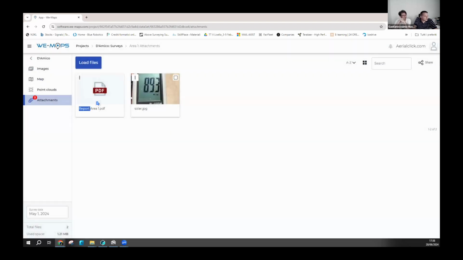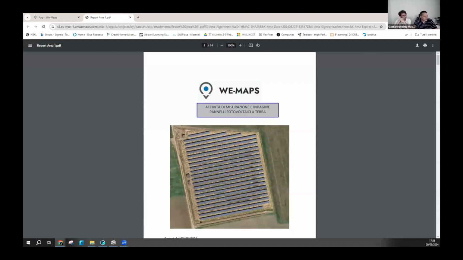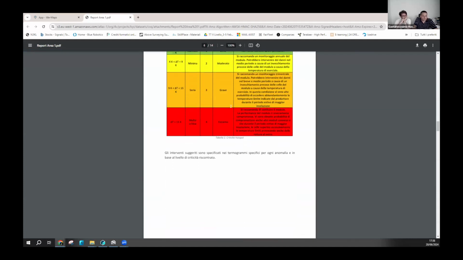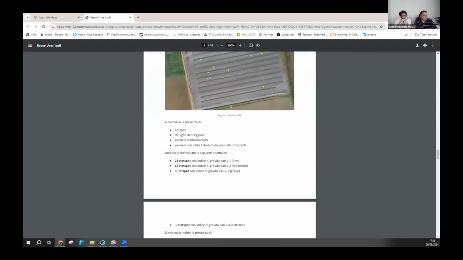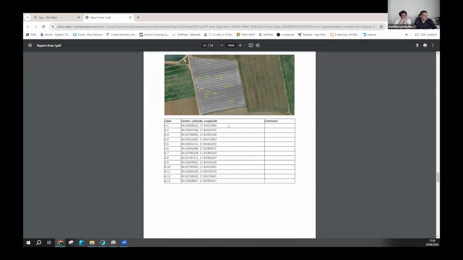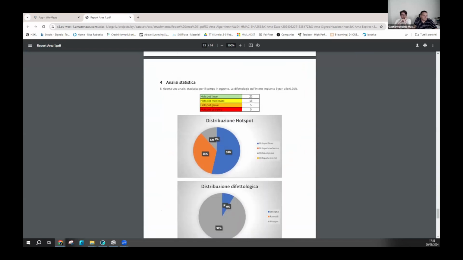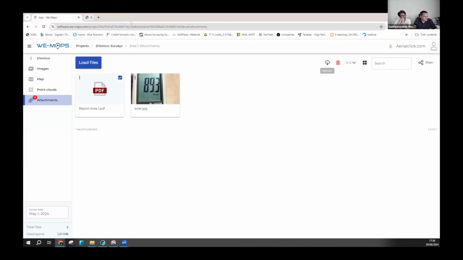But another very important thing is this one. This is our report in which we write all the theory that is based on the solar plant and also what we have identified inside, with the center latitude and longitude of the points, and then also a statistical analysis that we do after the end of the solar inspection.